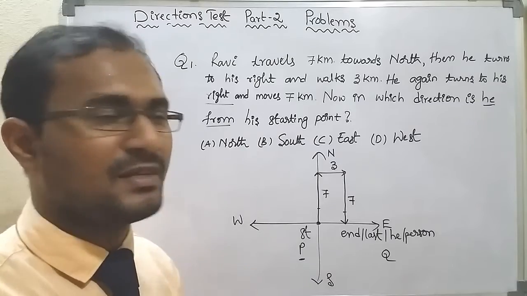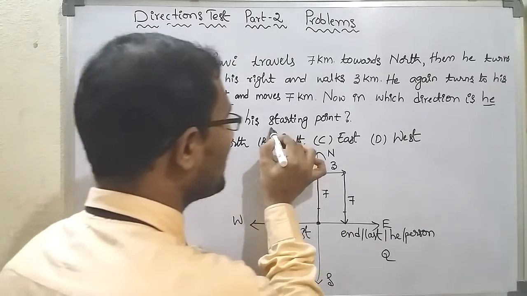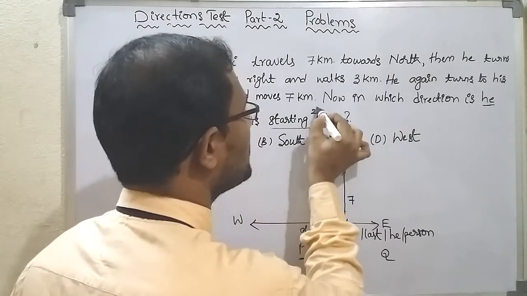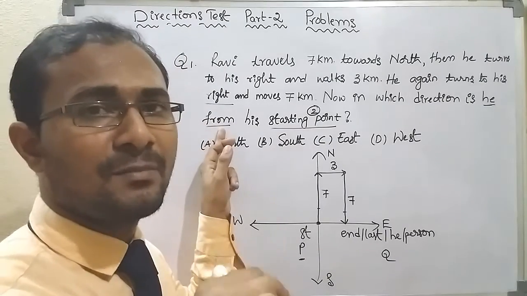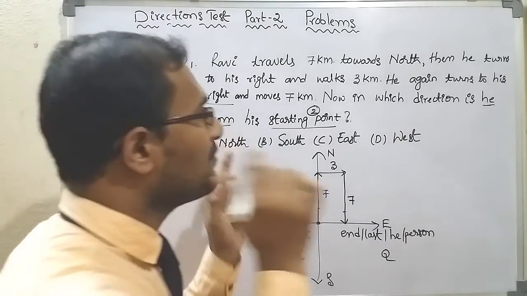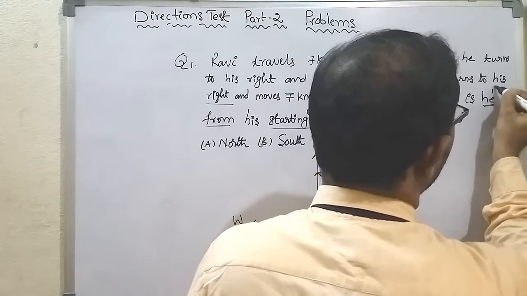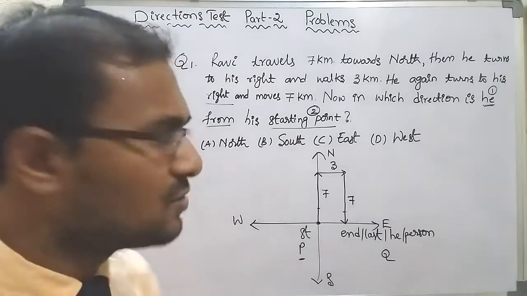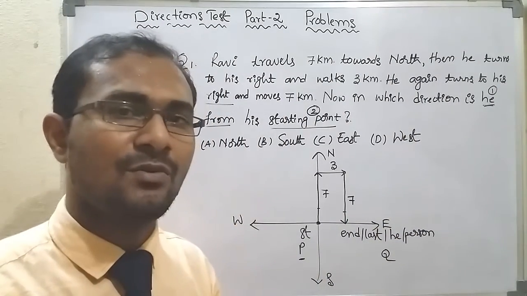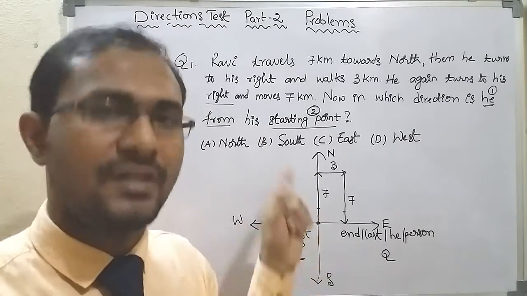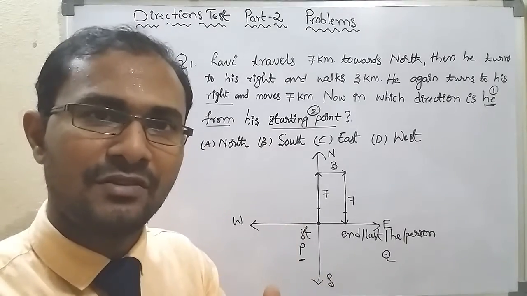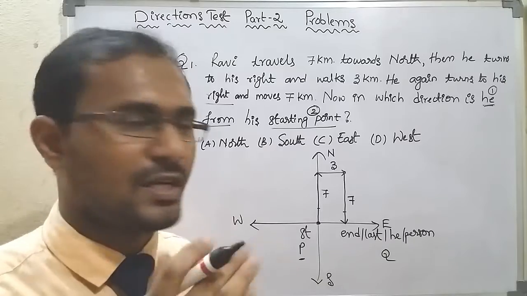So I told you one simple thing. After these keywords, whatever point they mention, you have to take that as the second point. And before these keywords, from, with respect to, and to, whatever point they mention, we have to take that as the starting point. So to find out the direction, what we have to do? Draw a straight line from the second point to the first point.